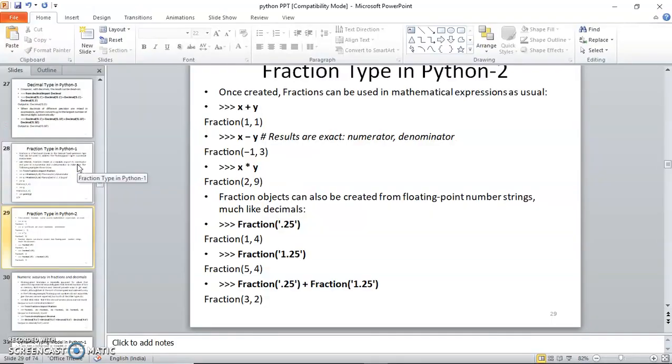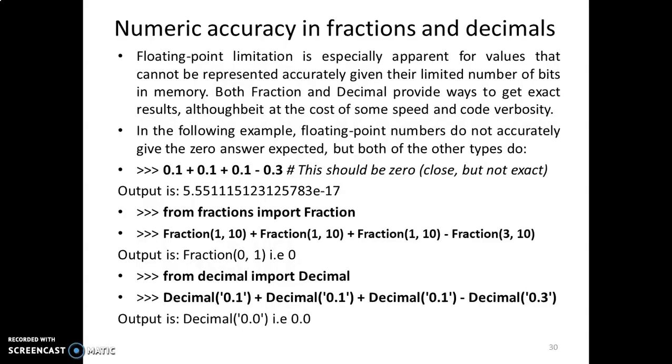Now the idea behind using these fractions obviously is to have greater numeric accuracy in fractions and decimals. That is, having greater accuracy in representing floating point numbers, and the float type obviously is unable to represent them in the best possible way. With the fraction and decimal types, you can get exact results, although at the cost of some speed and code verbosity. That means the speed would be reduced and you would have to write more code as compared to when you write float.